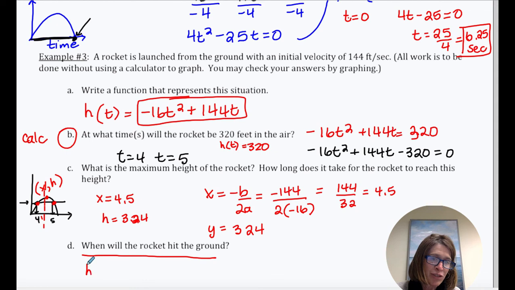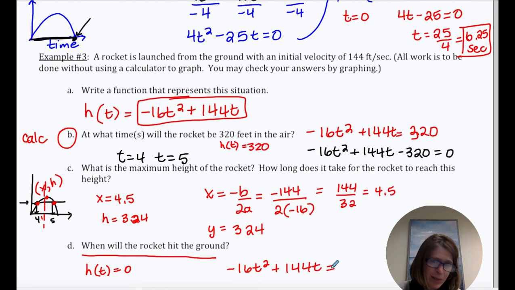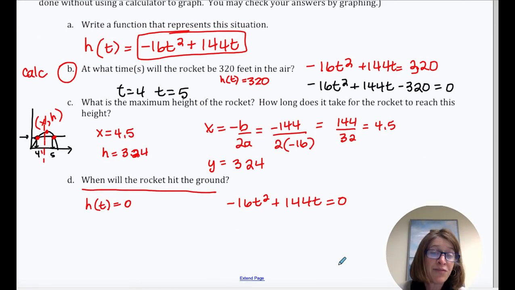When will the rocket hit the ground? That's when h of t is equal to 0. So you're going to go ahead and set the function equal to 0 and solve. Again, that's a factorable equation because there's no constant terms, so you can just factor out. You can either factor out the negative 16 or divide by negative 16, just factor out a t. But if you go through that process, you can go ahead and do that now.